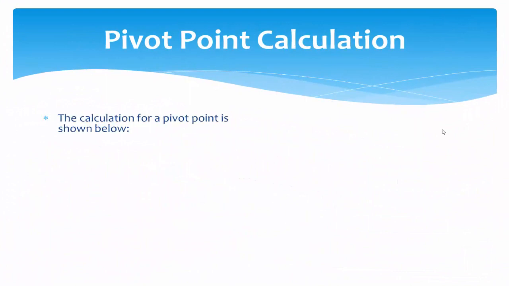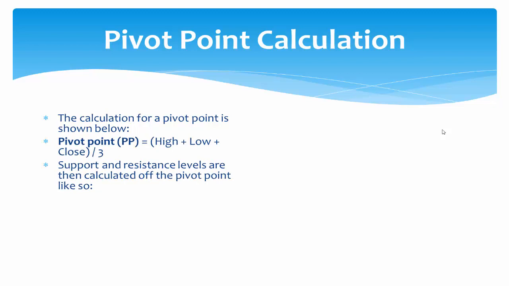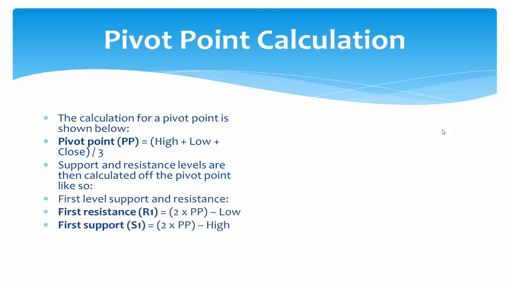Pivot point calculation. The calculation for a pivot point is shown below. Pivot point PP equals high plus low plus close divided by 3, the average of the high, low and closing points. Support and resistance levels are then calculated off the pivot point like so. First resistance level R1 equals pivot point multiplied by 2 minus low, and first support level S1 equals pivot point multiplied by 2 minus high.